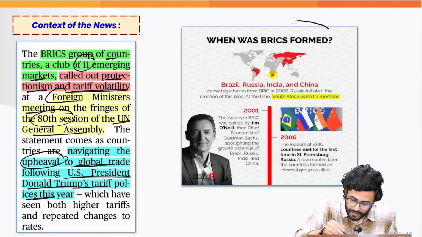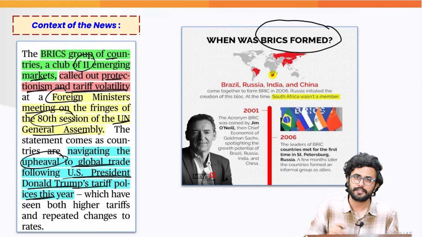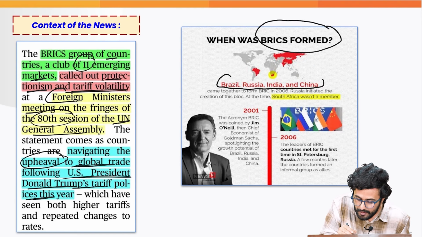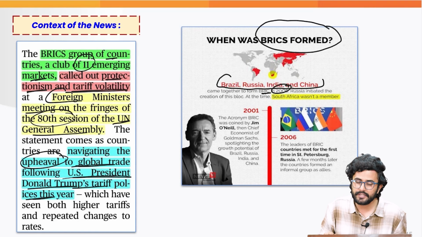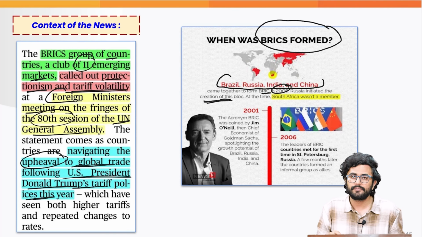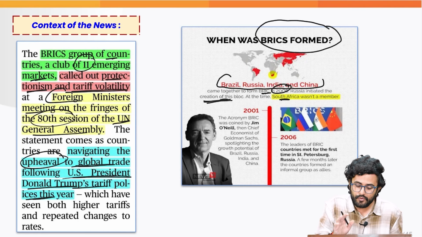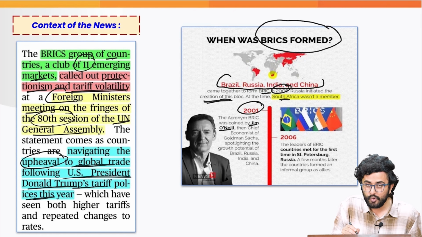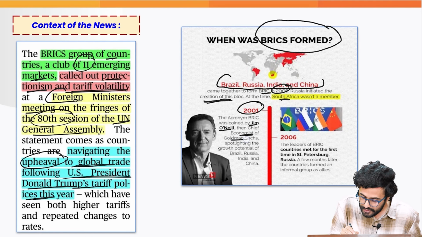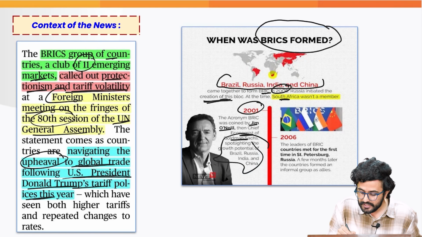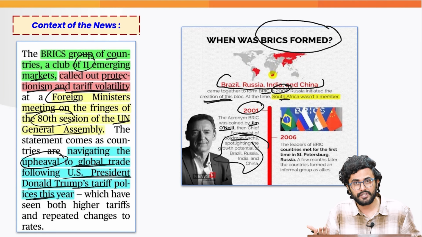So how did this BRICS come into existence? First and foremost, Brazil, Russia, India and China came together to form BRIC in 2006. It was Russia which initiated the creation of this bloc. At that point of time, South Africa was not a member. In 2001, keep this in mind, this acronym of BRIC was coined by Jim O'Neill, then chief economist of Goldman Sachs, where he talked about the growth potential which these countries had, and that is also visible even today.